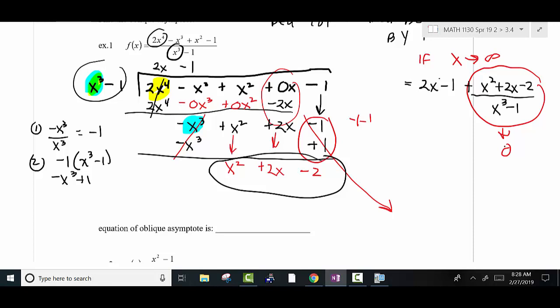You can actually bypass that, because anytime you have an oblique asymptote, it's a line. So once you get to the 2x minus 1, you can stop. You don't have to proceed any further. So the answer would be y equals 2x minus 1.